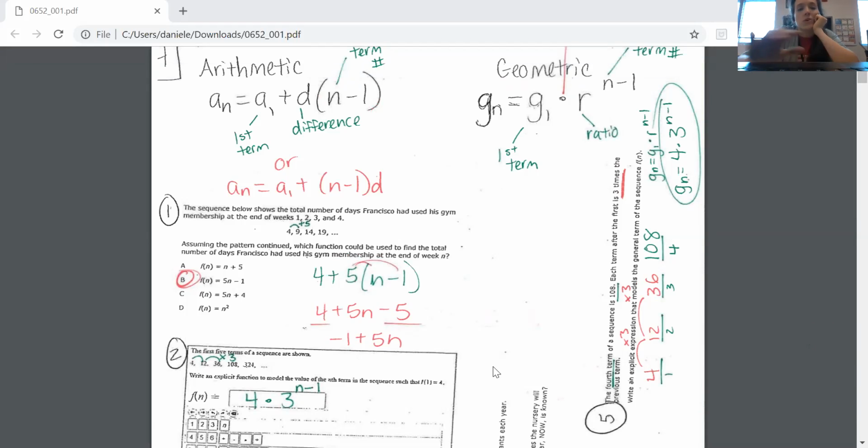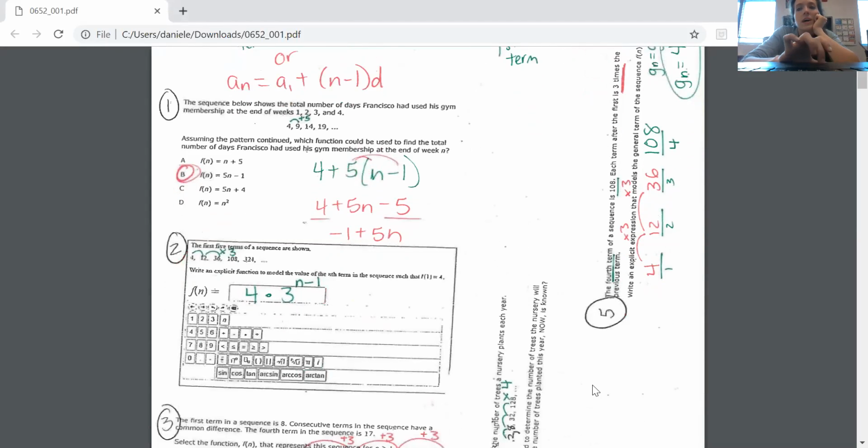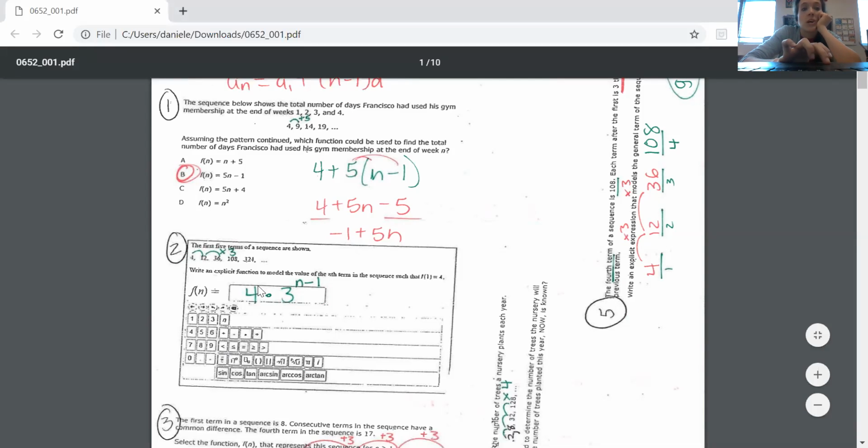Now, if you go down and look at number 2, same thing. You're going to ask yourself, what is the change? It's multiplying by 3 every time, so it's geometric. First term is 4 times 3 to the n minus 1.